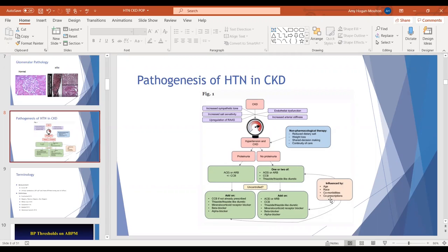Certainly, over on the side, when they say influenced by age or race or comorbidities, whether you're an underlying diabetic, or getting chemotherapy, or a cardiac cath with PCI, or CAT scans with dye, or unfortunately, if you're sick with COVID or something else, those are things that can affect what you might otherwise have thought was a renal response, and it can get altered by outside events.